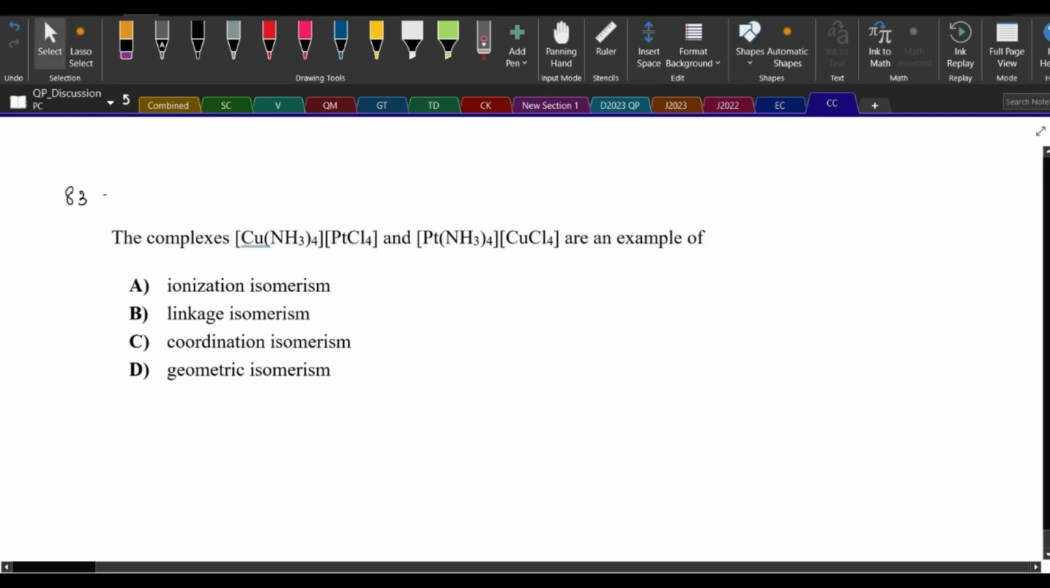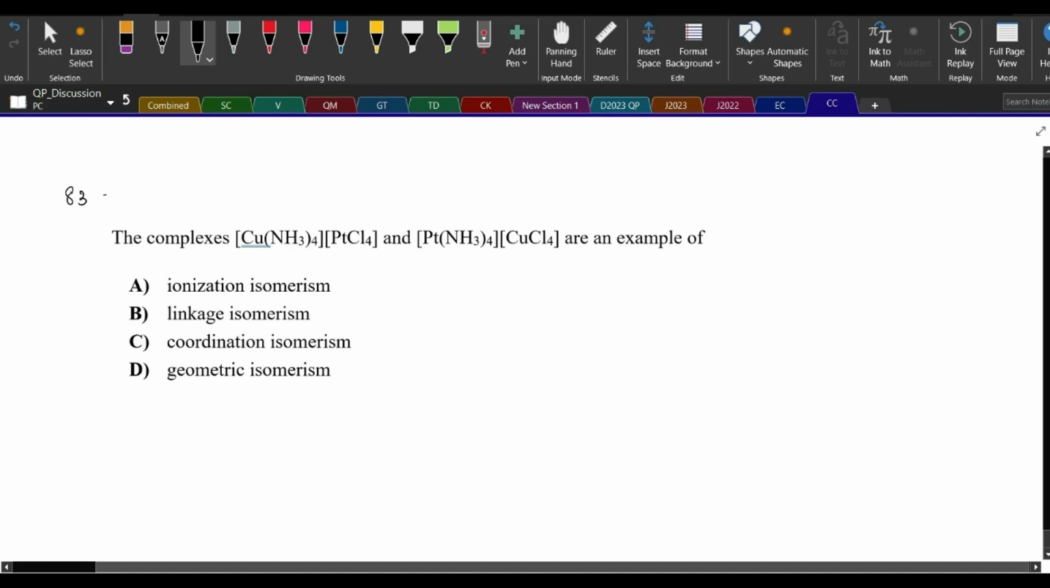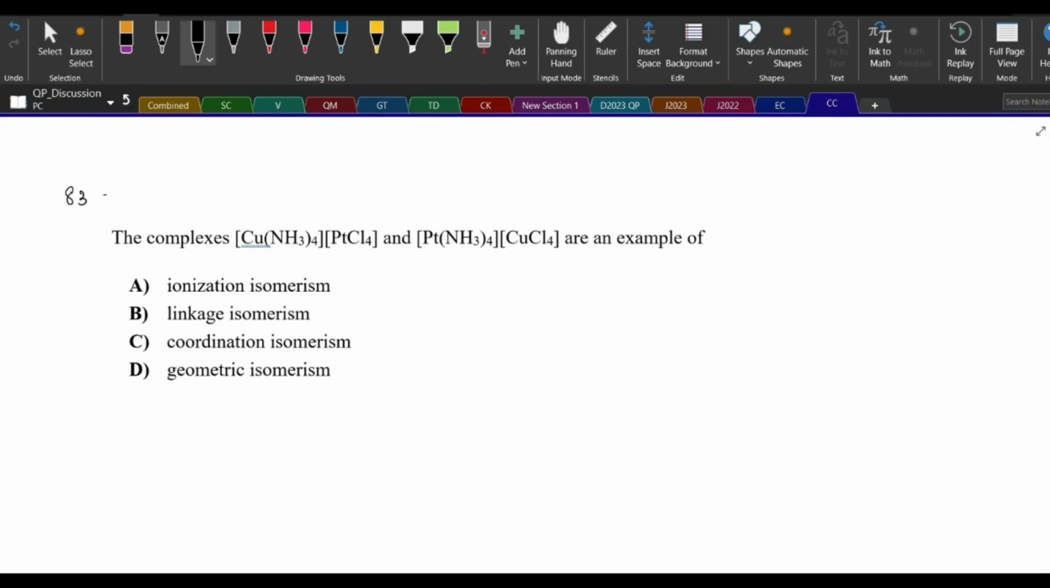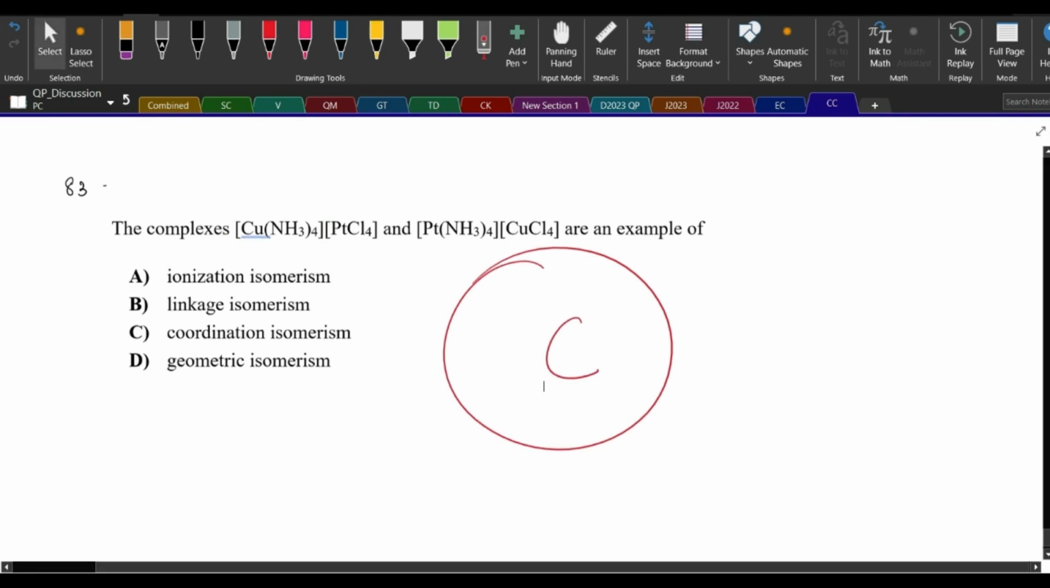Question number 83. What type of isomerism is this? You can see that the coordination spheres are changing. Here, attached to copper is ammonia. But here, with copper is chloride, and ammonia has gone to platinum. So there is a switching of ligands between the coordination spheres. So this is coordination isomerism. All right, good.